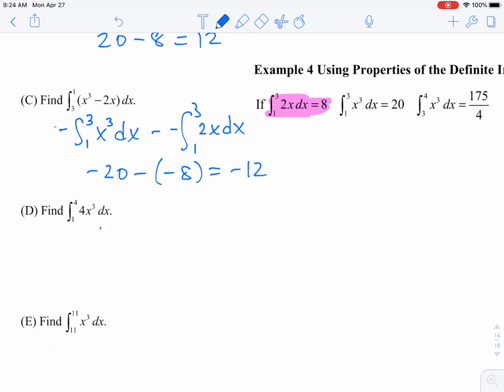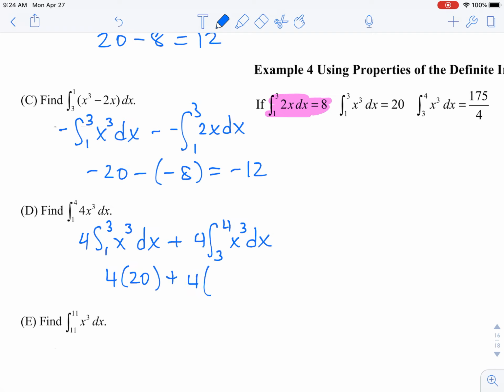From 1 to 4. So 1 to 4 is the same as 1 to 3, taking the 4 out front, plus 4 times the integral from 3 to 4. And so this is going to be 4 times 20 plus 4 times the second integral. 80 plus 175 is, oops.